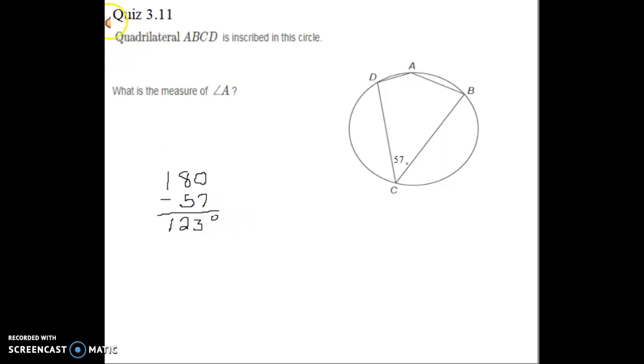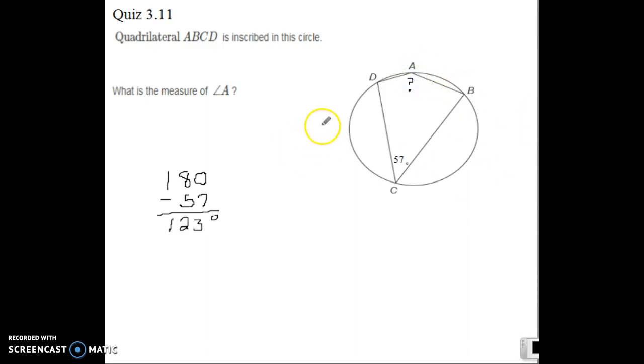All right, this is some help with the 3.11 quiz. The 3.11 quiz was all about finding angle measures from a quadrilateral inscribed in a circle. So we've got quadrilateral ABCD inscribed in a circle. They want the measure of A, so we want the measure of this angle.